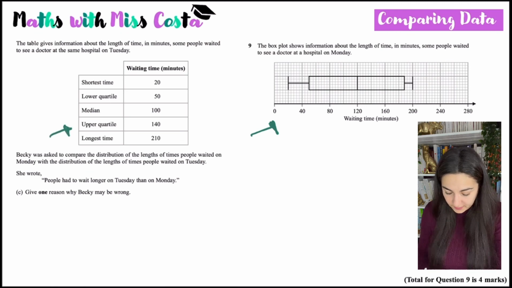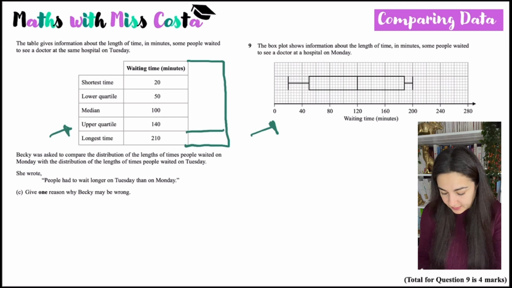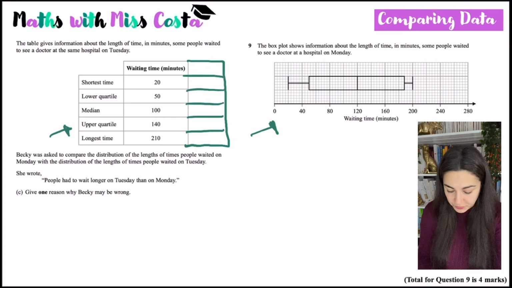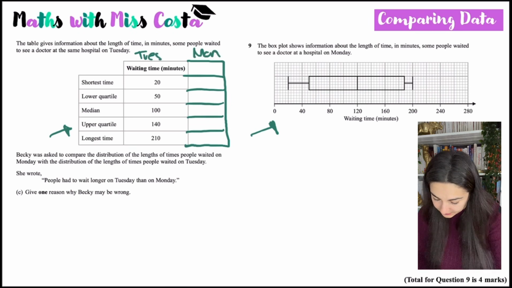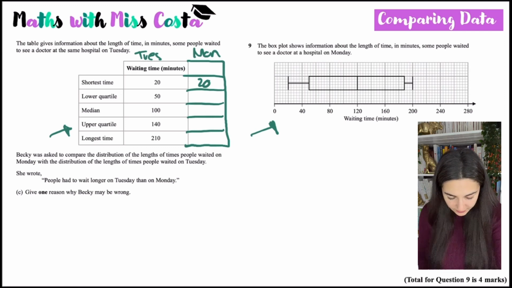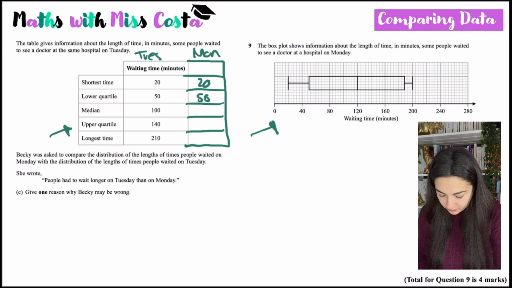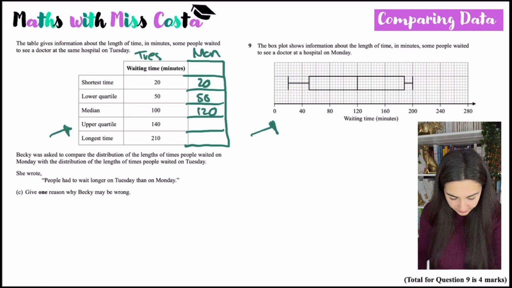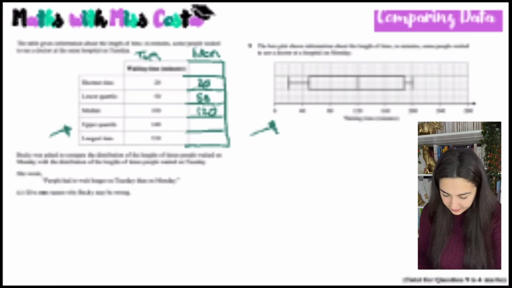Now, what we could do is draw ourselves a little extra table just to compare everything. So this is for Tuesday, this is for Monday. So the shortest time on Tuesday would be 20. Okay, so the same shortest time. We already said the lower quartile was 50. The median is 120. The upper quartile, what did we say it was? It was 188.